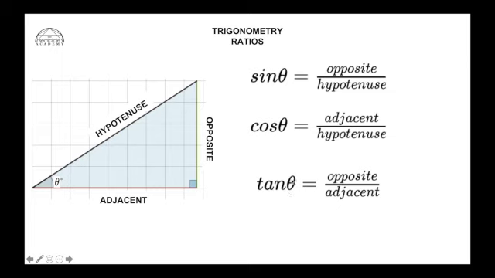Now you have to know this by heart. Sine is opposite over hypotenuse. Cosine is adjacent over hypotenuse, and tan is opposite over adjacent. Are there any easy ways that we could try to remember this? Any easy ways that you guys know?